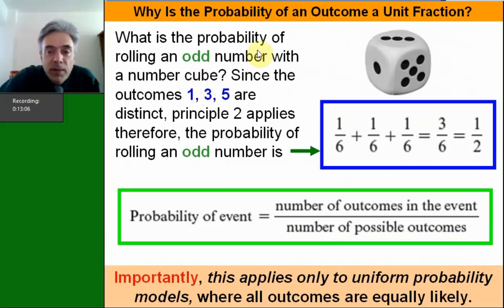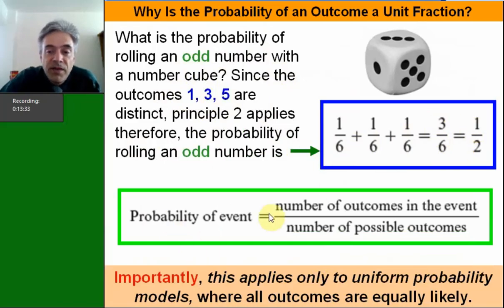So what is the probability of rolling an odd number with the number cube? Since the outcomes in this case will be 1, 3, and 5, our distinct outcomes principle applies here. Therefore, the probability of rolling an odd number is 1/6 plus 1/6 plus 1/6. So it's going to be 1/6 for each of 1, 3, and 5. So it's going to be 3 possibilities out of 6 outcomes, right? So it's going to be a half, right?